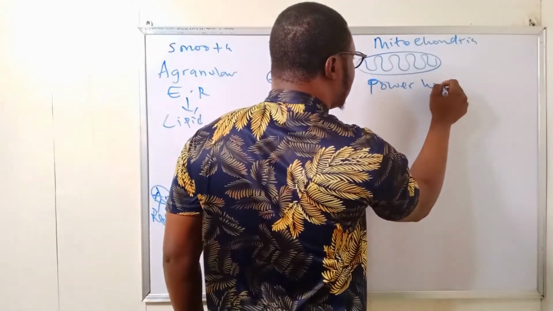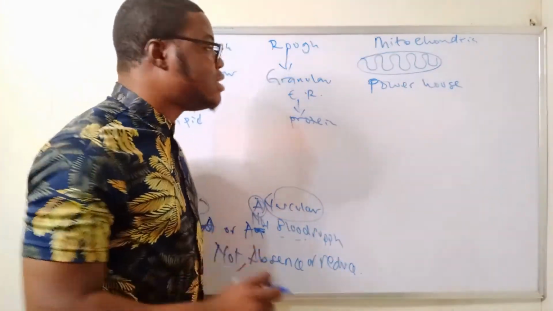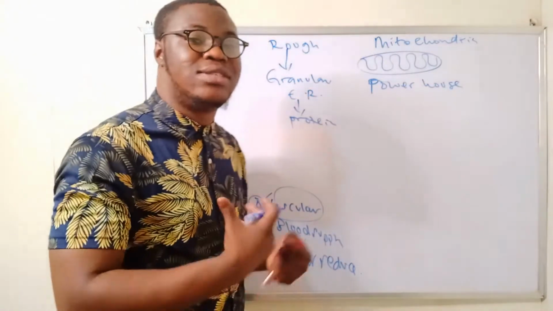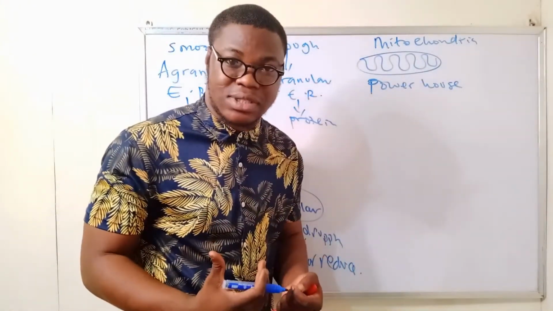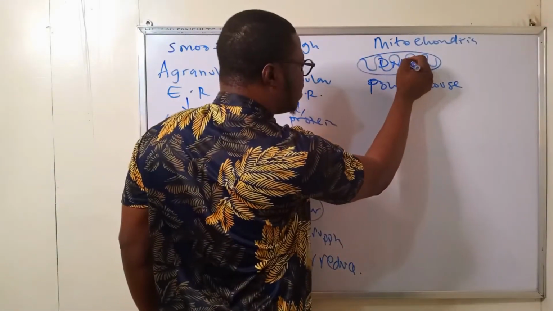That is another name for what? Another name for mitochondria. And because it's called the powerhouse, it is the one responsible for producing all the energy required for the what? For cellular activity. And apart from that, it contains something called DNA. So it contains what? DNA.